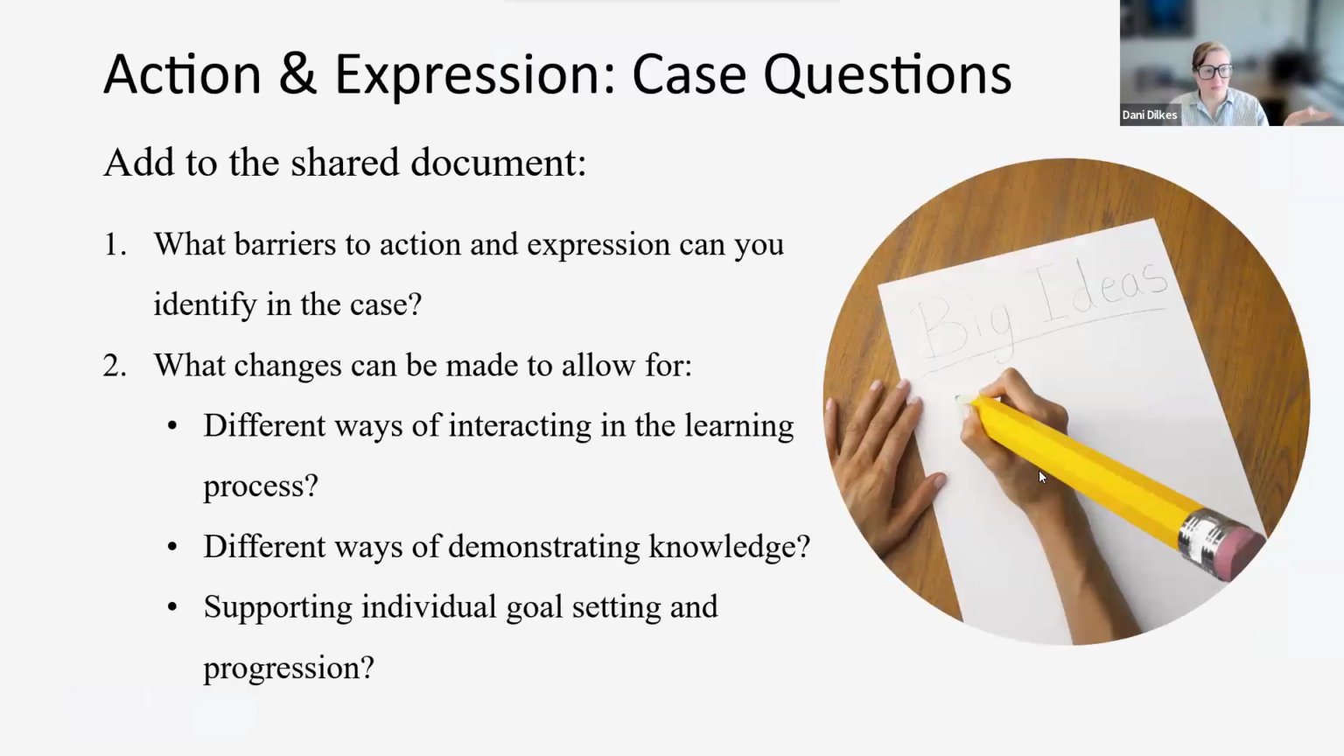So going back into our rooms, we'll think about what barriers to action and expression you can identify in your case. And then if you have time, also think about what changes can be made to allow for different ways of interacting in the learning process, what changes can be made to allow for different ways of demonstrating knowledge, and what changes can be made to allow for supporting individual goal setting and progression.